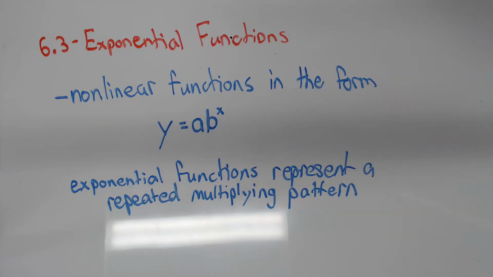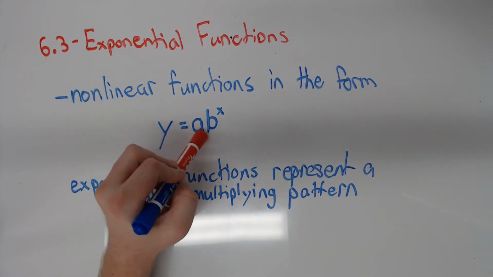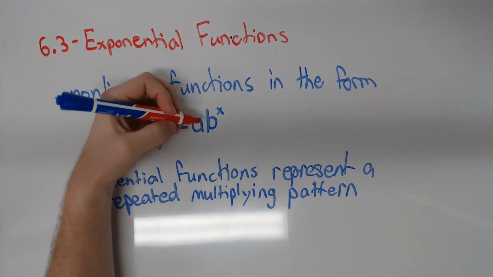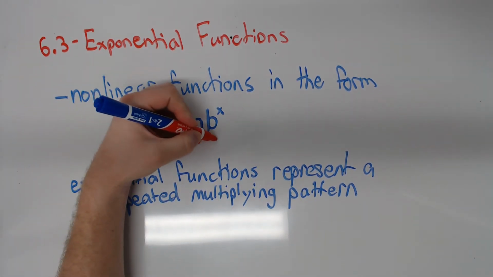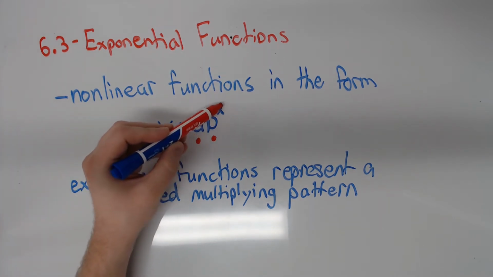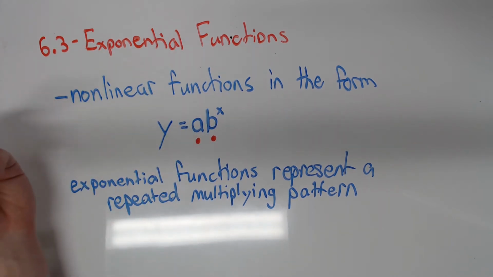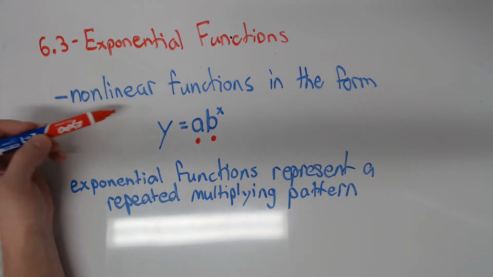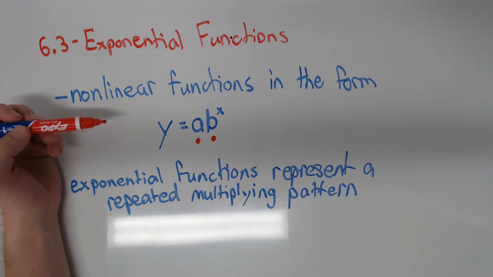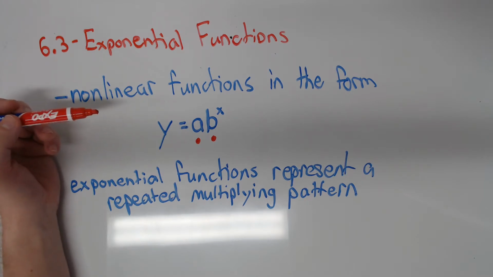Lesson 6.3 is on exponential functions. These are nonlinear functions in the form y equals a times b to the x power. A and b should be numbers that we know, and x is the variable that changes, just like y equals mx plus b. We can plug in a number for x, and we should be able to get an answer for y, and those are our ordered pairs we would plot on a graph.